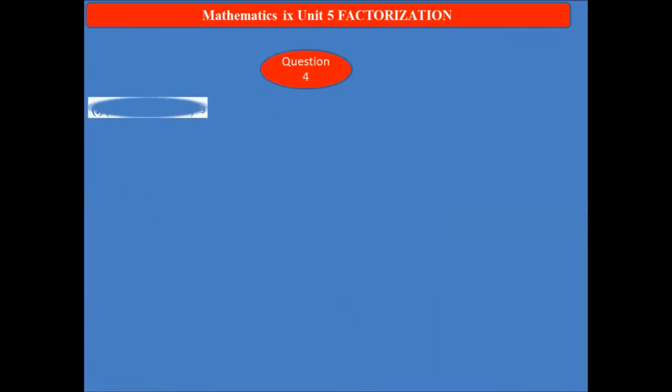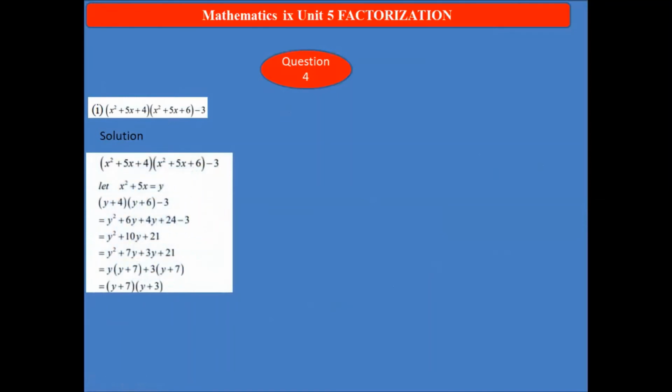Now question 4, part 1. Just now we have to factorize this type of question. First we have to suppose that the first two terms x square plus 5x, here also x square plus 5x, so we can write this as y. So let x square plus 5x be equal to y. Then this will be equal to y plus 4, and this will be equal to y plus 6 and minus 3. When we multiply this y with this, we have y square, and when we multiply this y with 6, we have 6y.